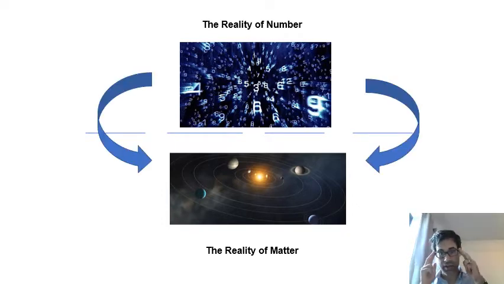And these two realities, although they are independent, interact with one another. And how do they interact? Well, the reality of number feeds information to the reality of matter. So the reality of matter is basically built upon the information which is given to it by the reality of number.